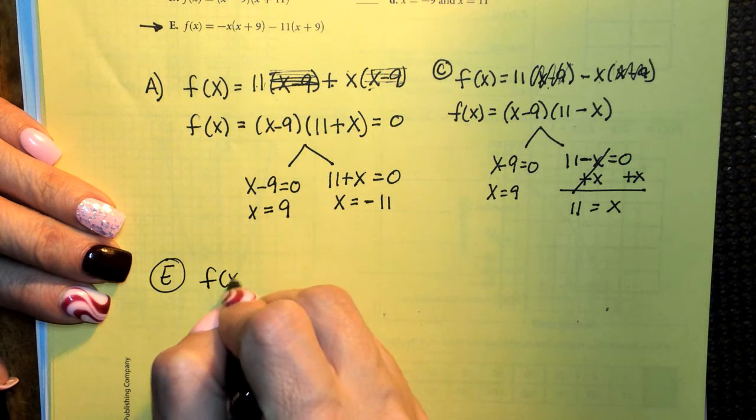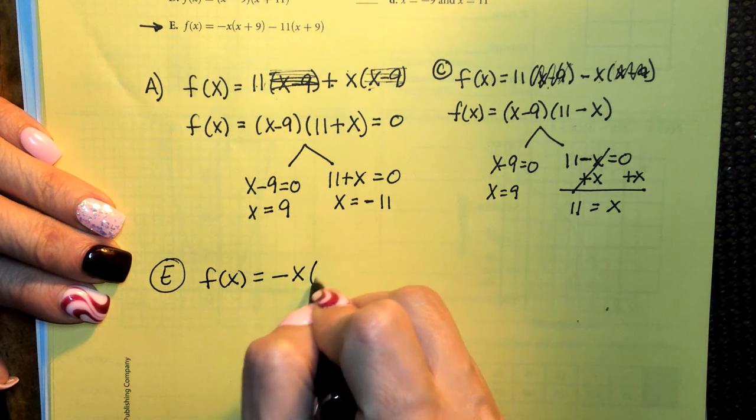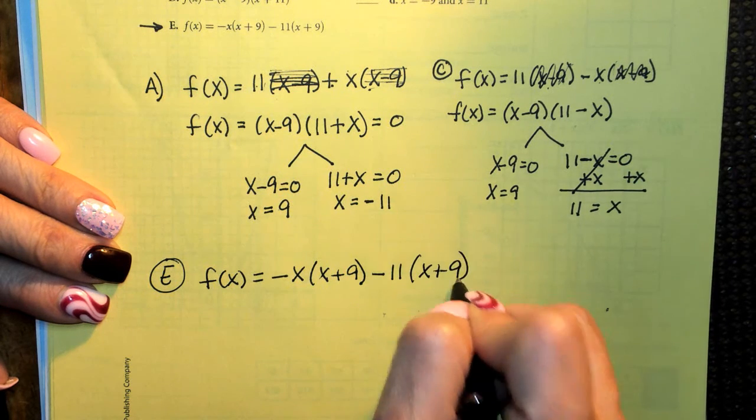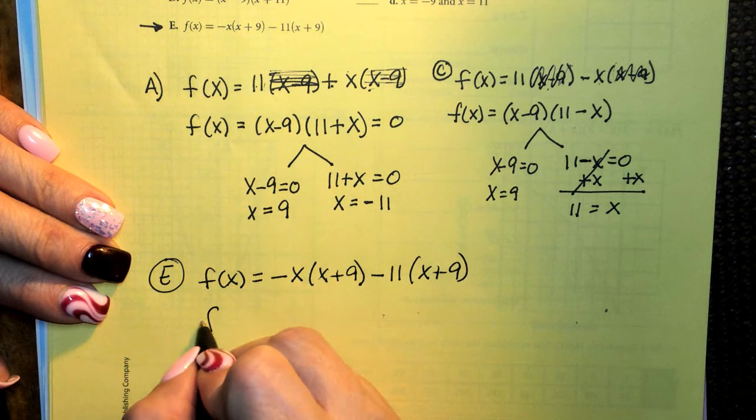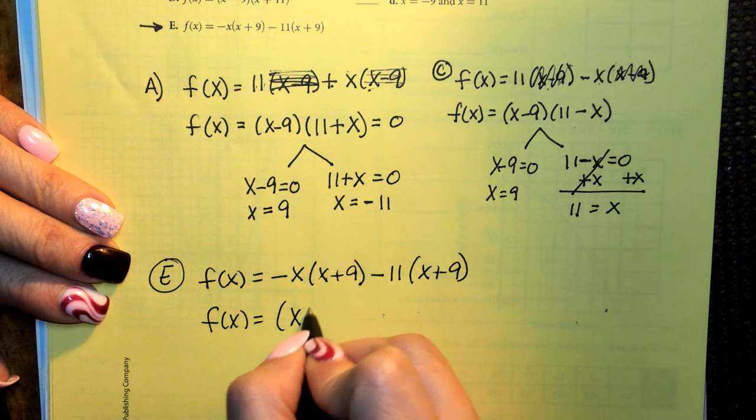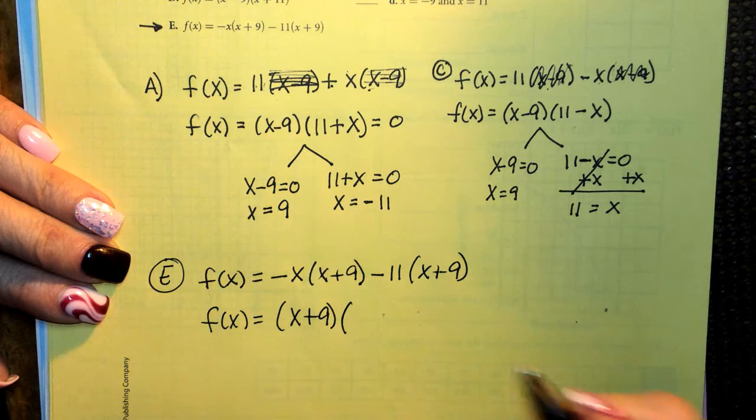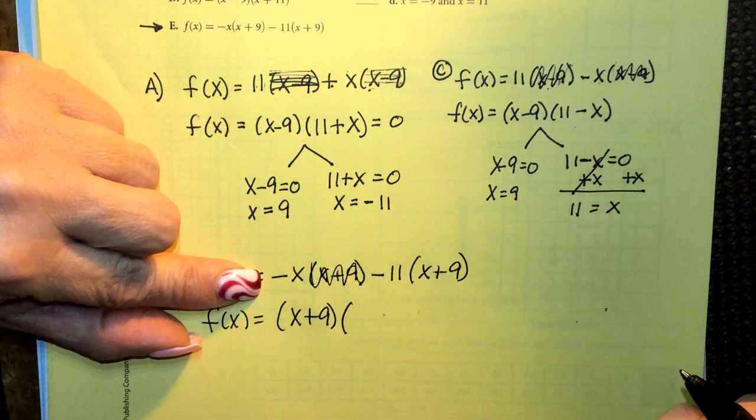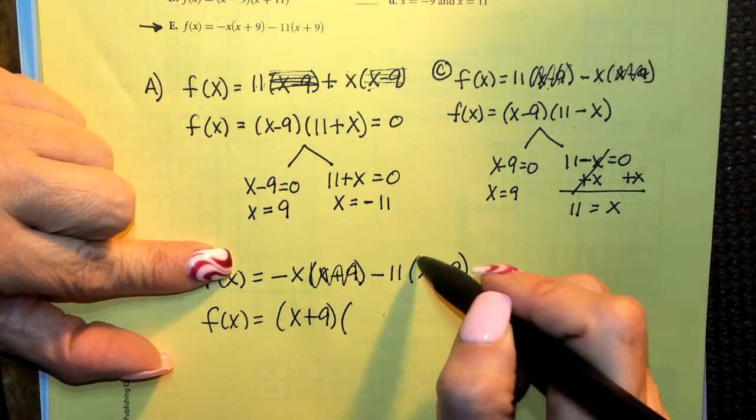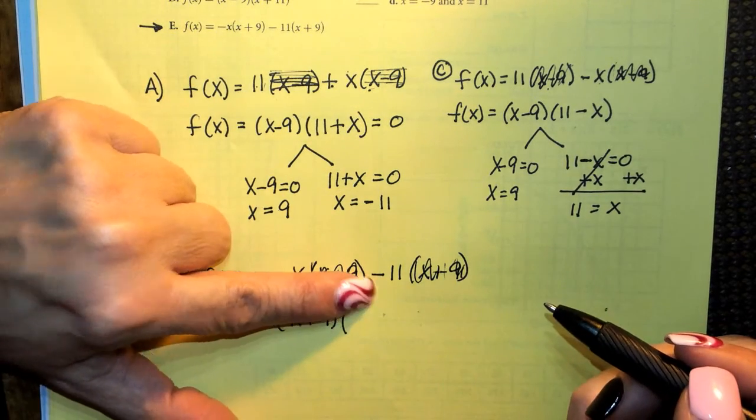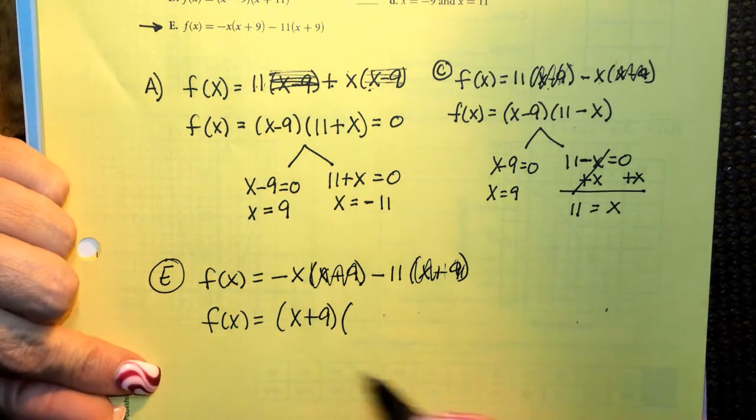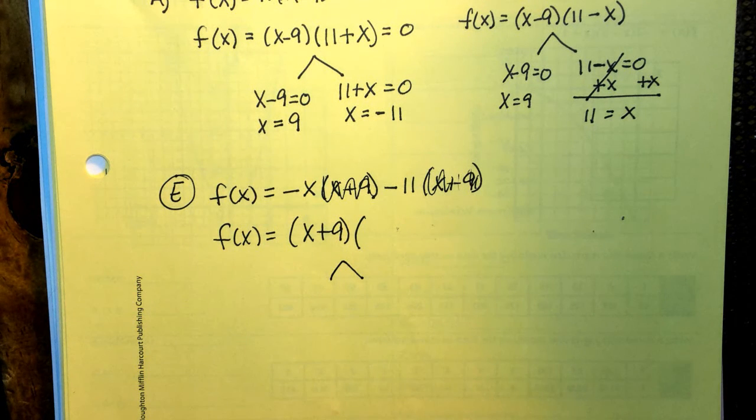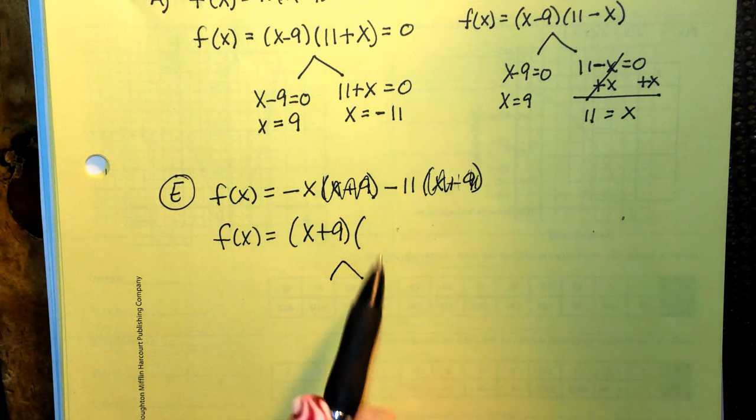So here we go. f of x equals negative x times x plus 9 minus 11 times x plus 9. You can see pretty easily that x plus 9 is common. What do I have left? When I take this away, I have a negative x. When I take this away, I have a negative 11. So I end up with negative x minus 11. Then you're going to set each one of those equal to 0, and be careful of those negatives on the one over here.